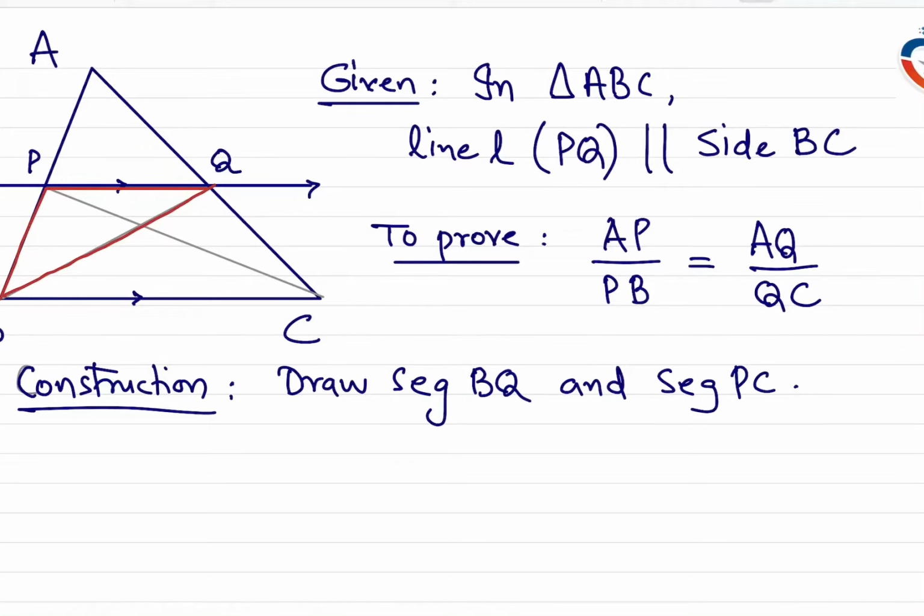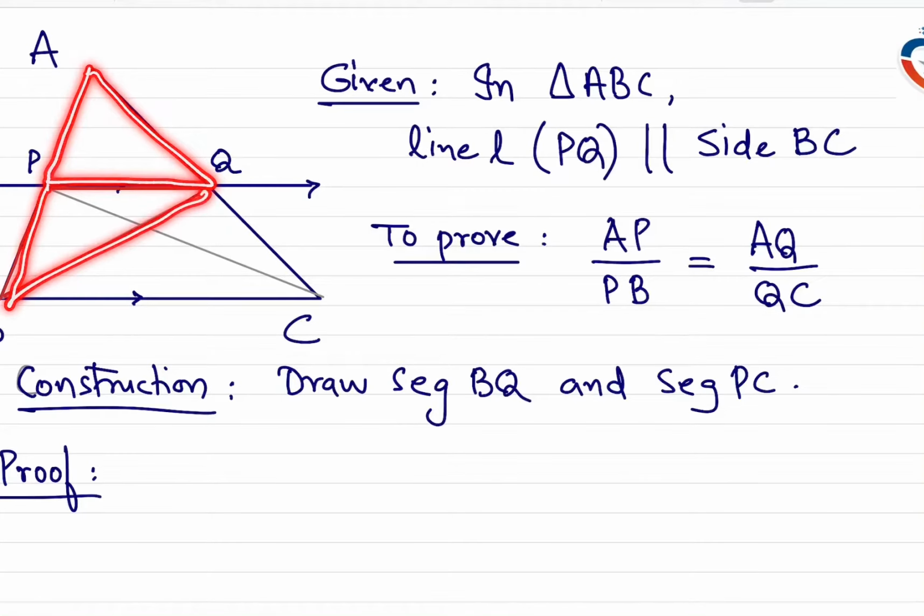And then we can equate those ratios. So let's go about the proof now. Start the proof now. As I said, we consider triangle APQ and triangle BPQ. When you look at the triangles from this side, you find the bases are on the same line and they have a common vertex Q, right?